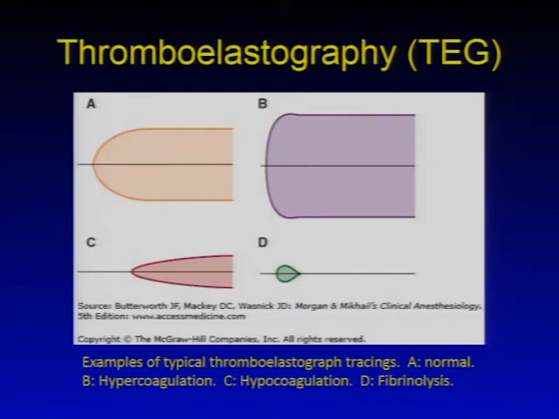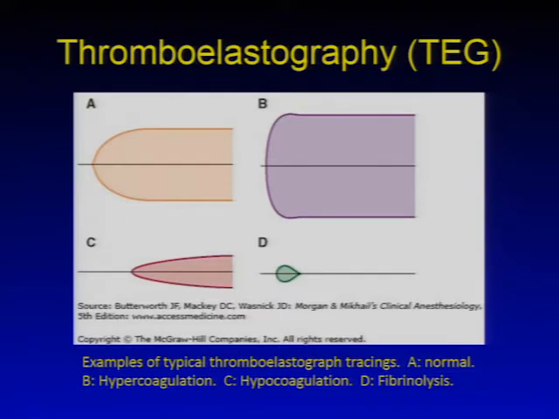Here's a schematic of some typical TEG tracings. There in the upper left, you see A, which is a normal tracing. B, the thicker deflection of the tracing, is seen in hypercoagulable states. C, the thinner tracing, is your hypocoagulation for whatever cause. And then D is your fibrinolysis.